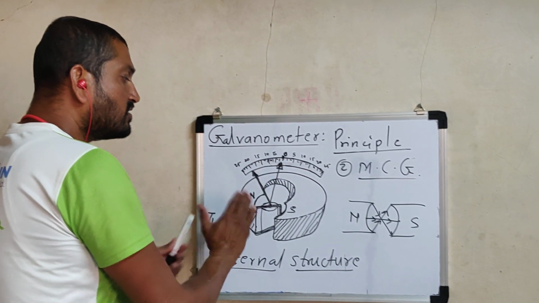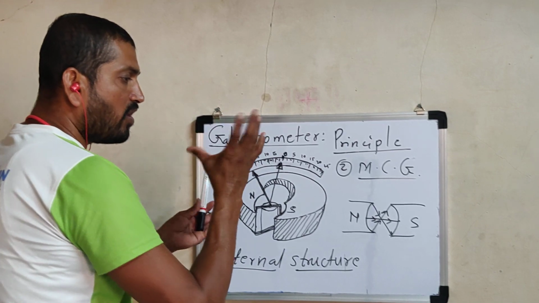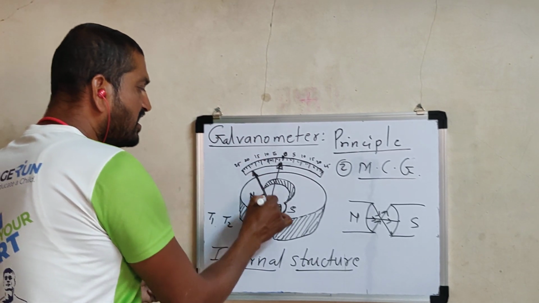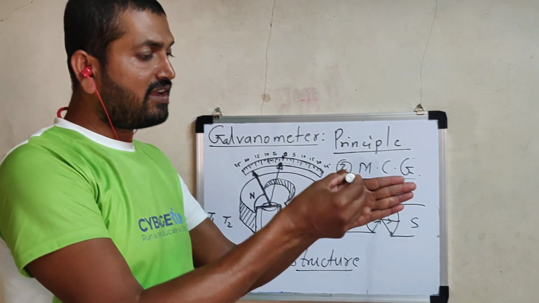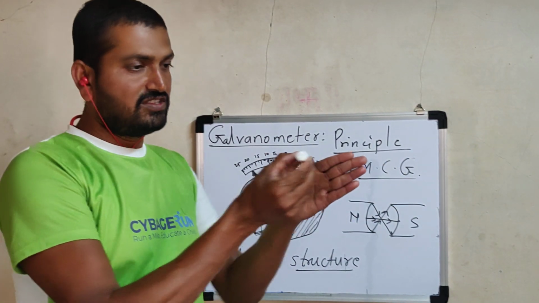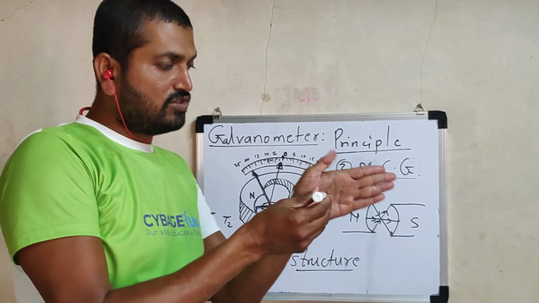Now when current flows, this coil will be deflected. When the coil is deflected, this pointer is rigidly fixed, so the pointer, see like this. This is a rectangular coil. When the coil rotates, this pointer will also rotate like this on the circular scale. This is a circular scale. So this is a rectangular coil.